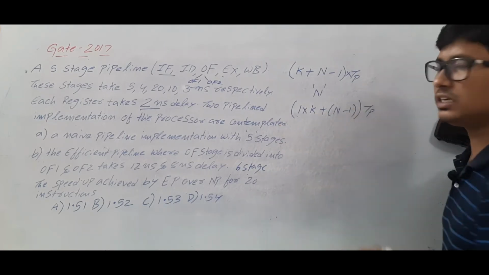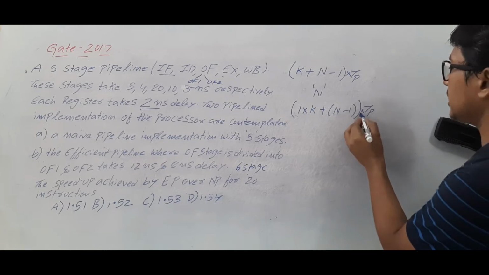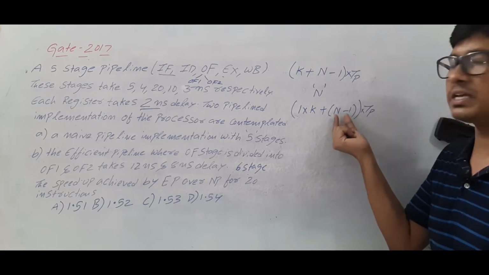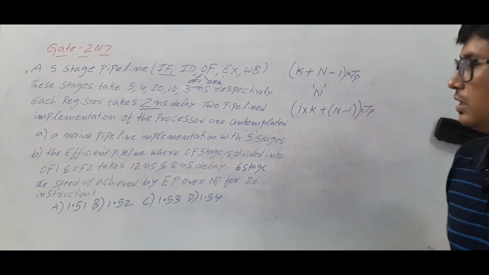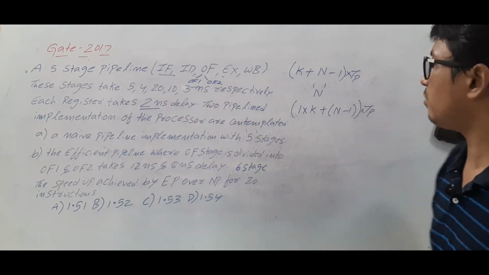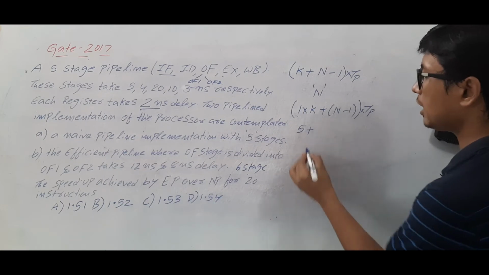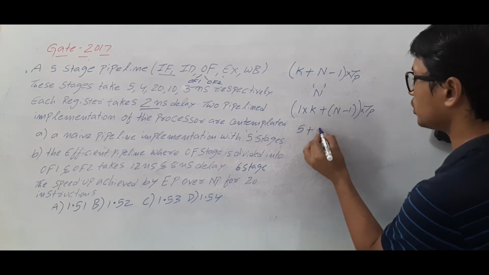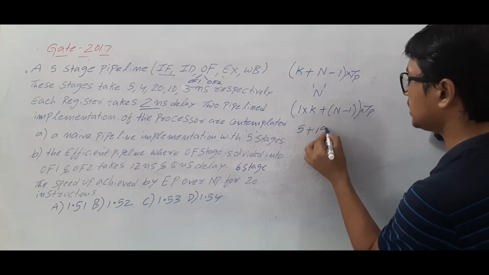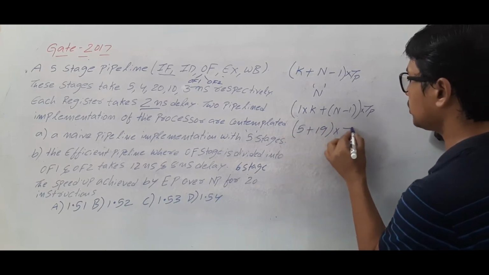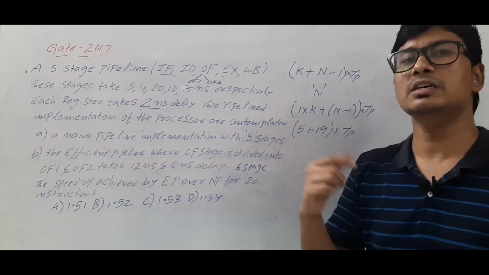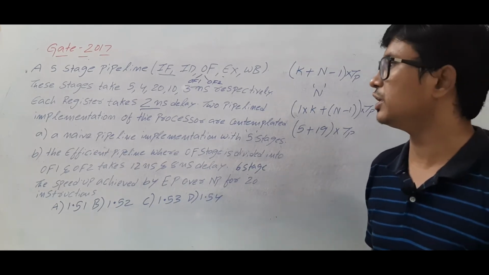If we consider that each cycle is taking a delay of Tp, then we will get the total delay as (k plus n minus 1) into Tp. In this question, what is the k value? It is 5. And how many instructions do we want to execute? 20 instructions. 20 minus 1 is 19, into Tp. We need to calculate what the Tp is, meaning the cycle time or clock time.